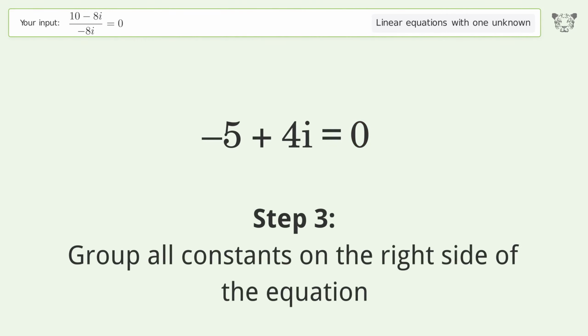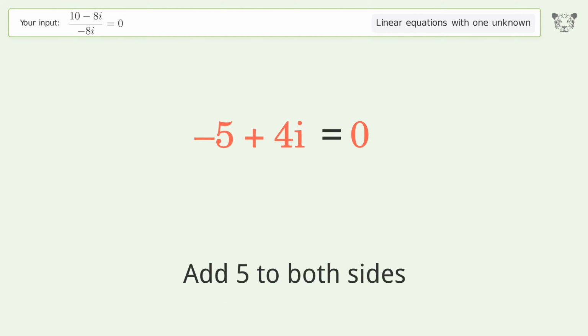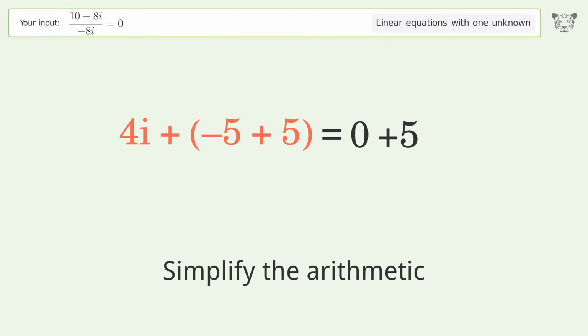Group all constants on the right side of the equation. Add 5 to both sides. Group like terms. Simplify the arithmetic.